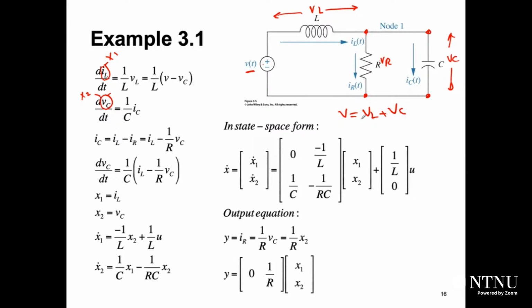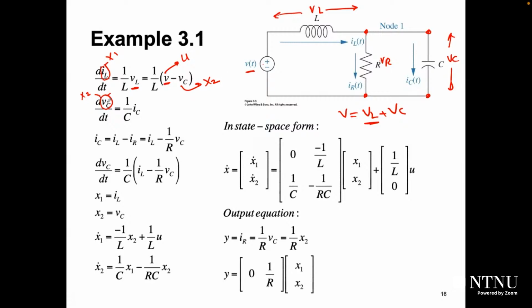So in this case, what will be the value of VL? VL will be V minus VC. So we will substitute VL here with V minus VC. So it will be 1 divided by L multiplied by V minus VC. V is the input. We will call it U. And the VC, in fact, is a state, which is x2. So now we are happy with that part. We'll go to the second equation.